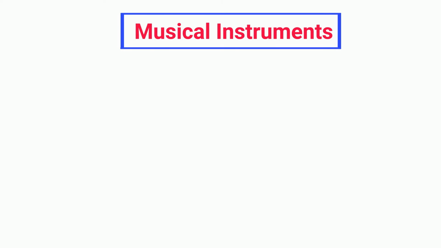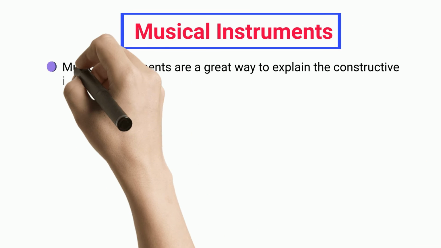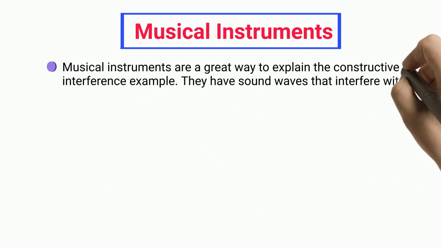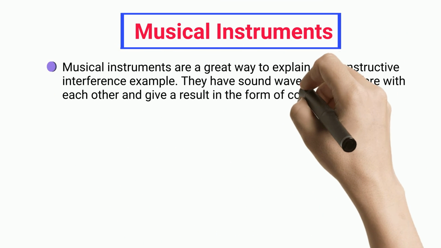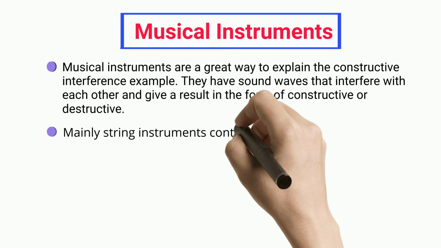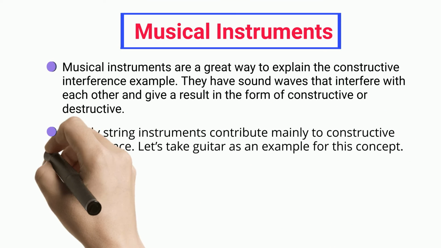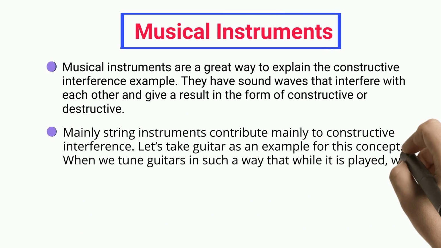Musical instruments. Musical instruments are a great way to explain the constructive interference example. They have sound waves that interfere with each other and give a result in the form of constructive or destructive interference. Mainly string instruments contribute to constructive interference. Let's take the guitar as an example for this concept.